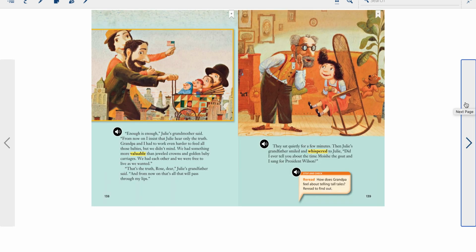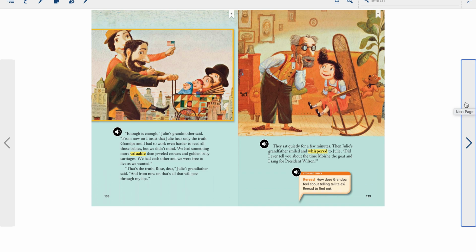"Enough is enough," Julie's grandmother said. "From now on, I insist that Julie hear only the truth. Grandpa and I had to work even harder to feed all those babies, but we didn't mind. We had something more valuable than jeweled crowns and golden baby carriages. We had each other, and we were free to live as we wanted." "That's the truth, Rose dear," Julie's grandfather said. "And from now on, that's all that will pass through my lips."